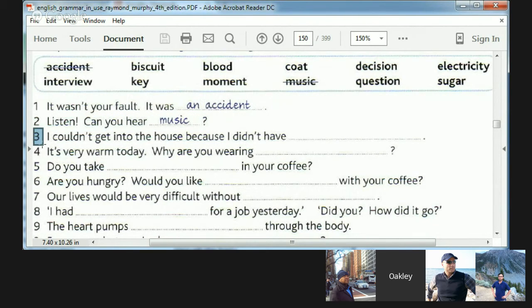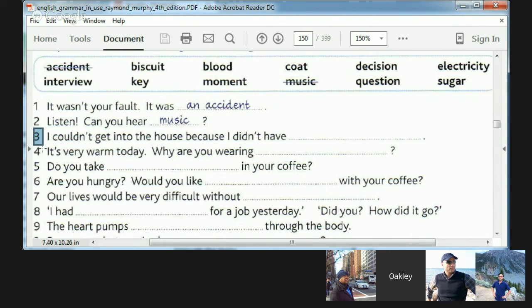I couldn't get into the house because I didn't have keys. I didn't have a key. Is it possible to use either of those? Yeah, but I think sometimes you need one key, sometimes you need more than one key. So there you go. You can use both. Exactly. Very good. You are correct.